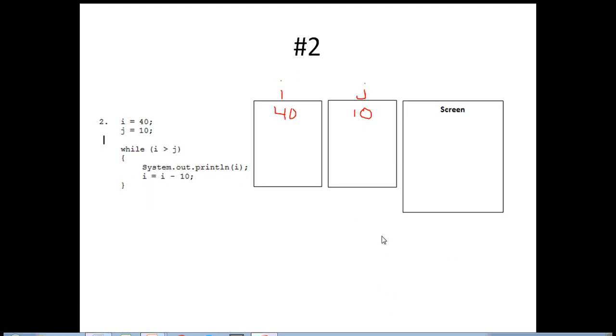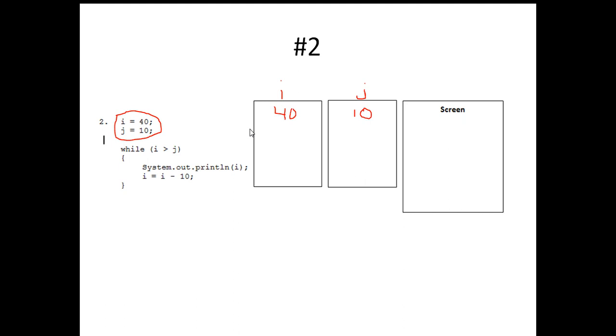Okay, let's go to number 2 now. In number 2, we can see in our declarations that I is assigned 40 and J is assigned 10. So we have those in our memory locations right here. And so we go to the while statement, and it says, is I greater than J? So is 40 greater than 10? Which it is. So then we're going to jump in here and System.out.println, and we're going to print the value of I, which we look at the memory location and we see it's 40. So we're actually going to print 40.